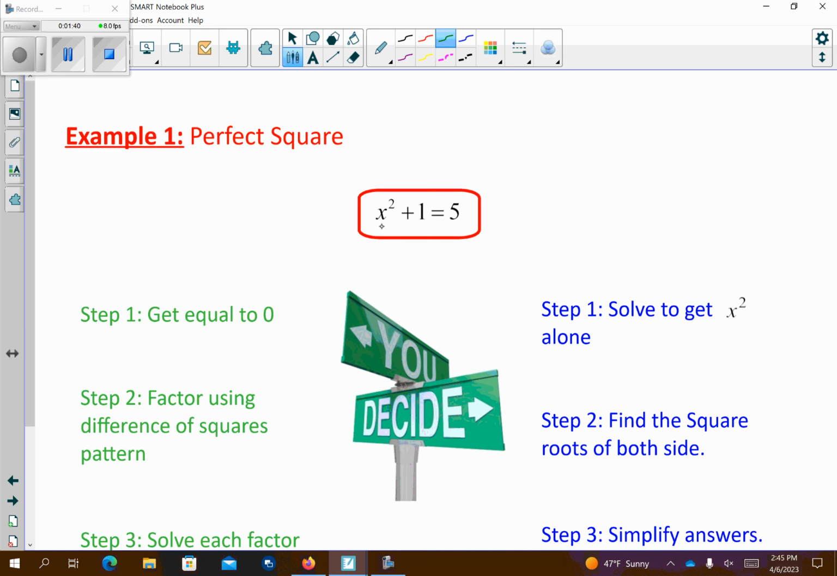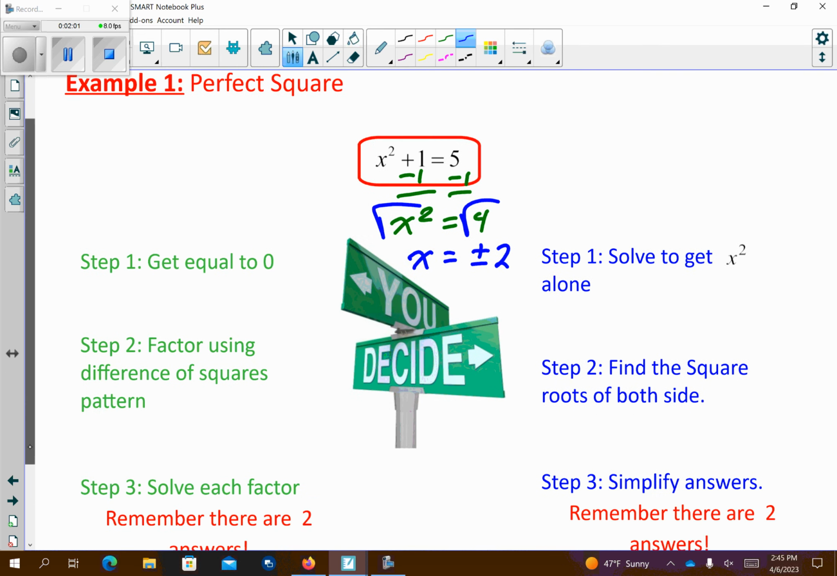Okay, so I want to make it equal to 0. I don't have any x term, I just have x squared. So I'm going to subtract 1 from both sides. So I'm getting x squared by itself, and I get x squared equals 4. I take the square root of both sides. Don't forget the plus minus. Square root of 4 is 2, so my answer is positive 2 and negative 2.